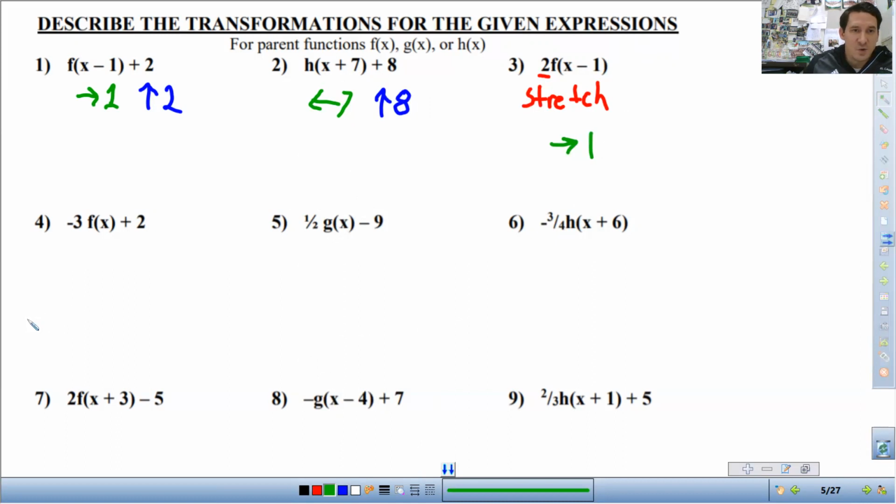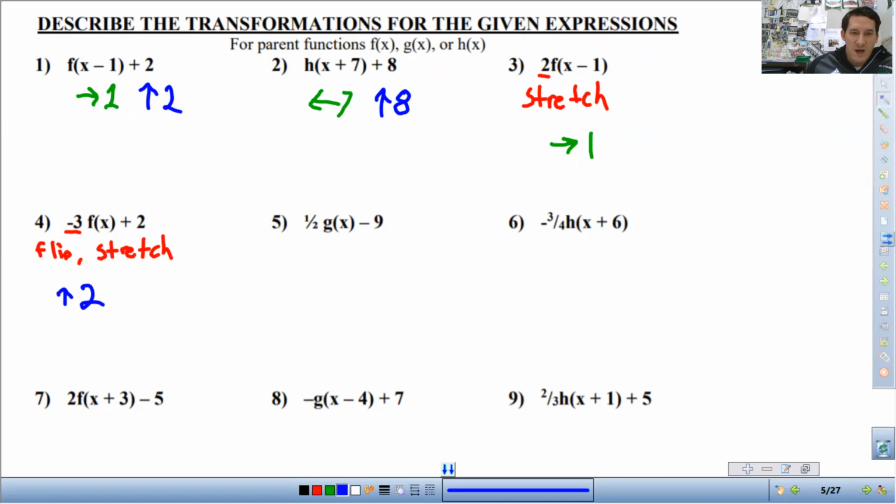All right, let's just do 2 more. We have a negative, right? So that's a flip because it's negative. And then it's a stretch because the value you're multiplying by is greater than 1. And then plus 3 on the outside is a shift up 3. So a flip, a stretch, a shift up 3.